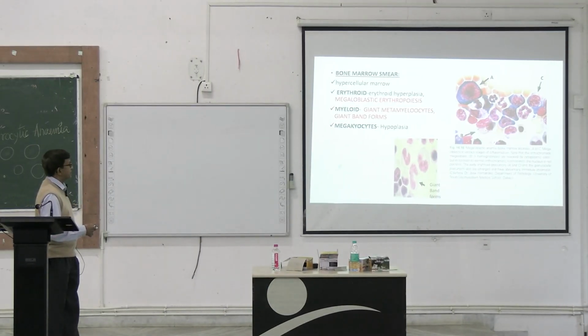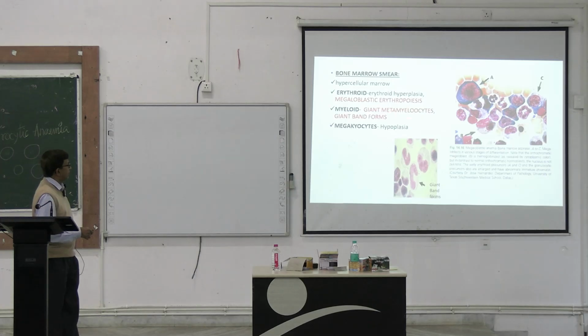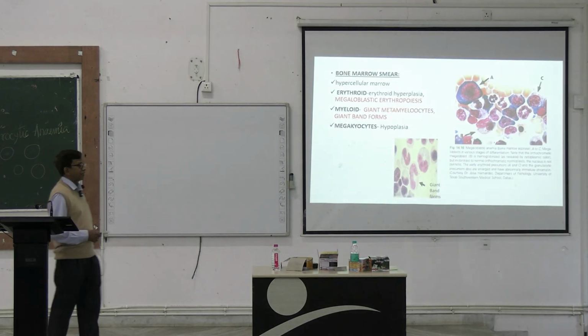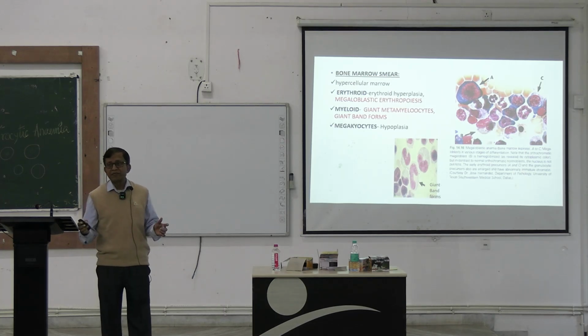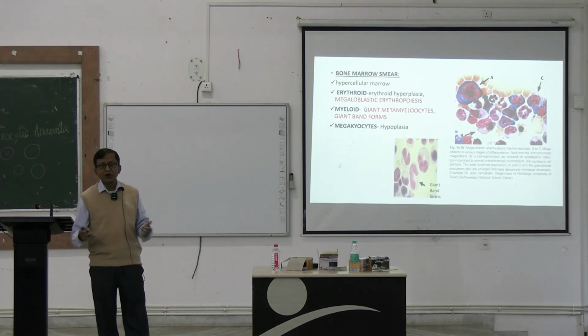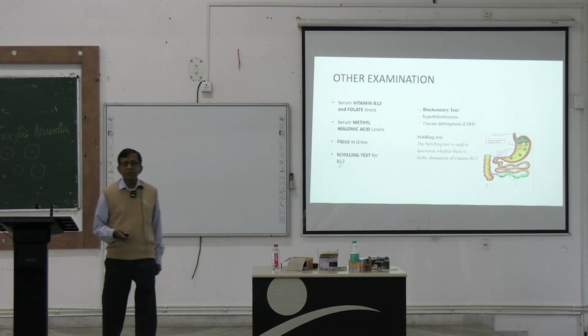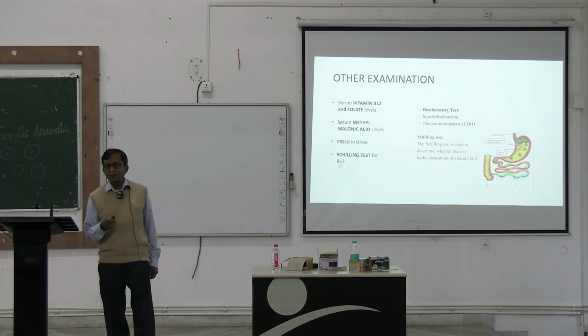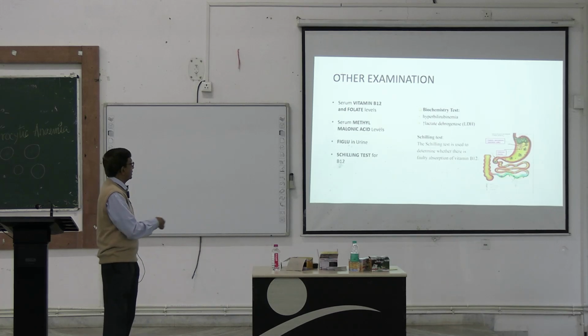megaloblastic erythropoiesis, very big erythroid precursor cells, and also the metamyelocyte, giant band form. That means all the precursor cells in the bone marrow will be very big, the nucleus will be very big, they cannot divide. So these are important for you to write in the exam paper or answer script.